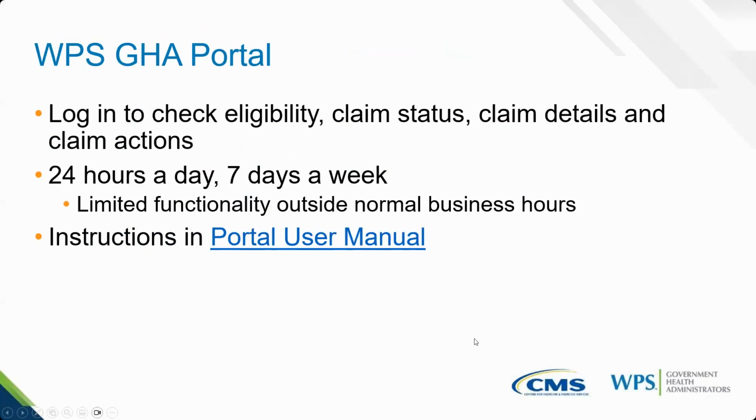And similarly, I've just mentioned, you can check eligibility, claim status, claim details by using the WPS GHA portal. This is the self-service portal that is secure. We do have a portal user manual available. You can link to this on every single one of our web pages. There's a link at the top of the page to the portal user manual, as well as a link in the big blue box that appears at the bottom of every single page.